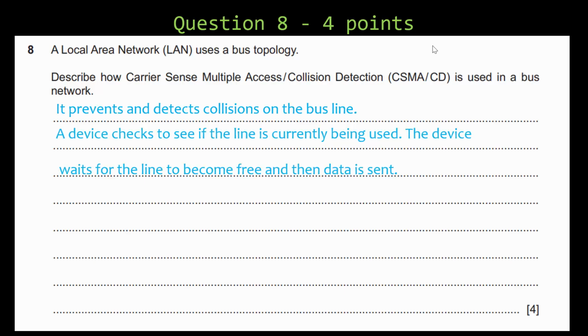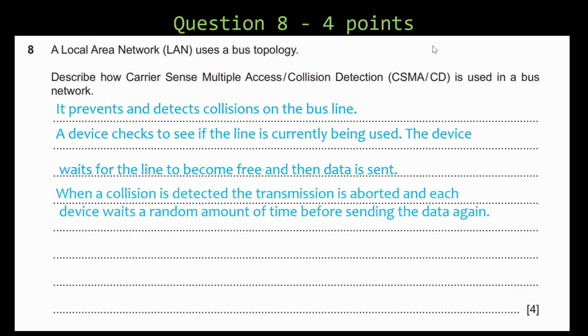Now, here's what happens. A device will check to see if the line's currently being used. If it is being used, the device is going to wait for the line to become free, and then data is going to be sent. That is preventing the collisions from happening. But if more than one device sends something at the exact same time and may not notice that the line is being used, that's the collision detection. When a collision is detected, the transmission is aborted by each device, and each device waits a random amount of time before sending the data again. The reason it is a random amount of time is because it's highly unlikely that both devices are going to choose the same random amount of time to wait.